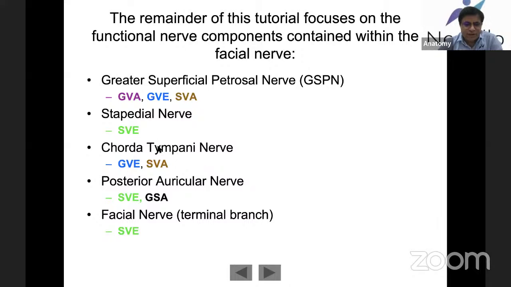Chorda tympani nerve has these two components, general visceral efferent. This is the parasympathetic outflow, and at the same time it will bring in special visceral afferent sensations, right, from the tongue, the anterior two-thirds of the tongue, except the circumvallate papillae. Then posterior auricular nerve, this innervates the muscles around the pinna, especially the posterior auricularis, right? So this will bring in general sensations. This will, of course, provide special visceral efferent because the muscle is derived from the branchial arch. As well, it will bring in general sensations from around the external auditory meatus.